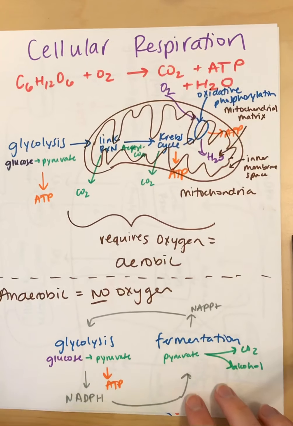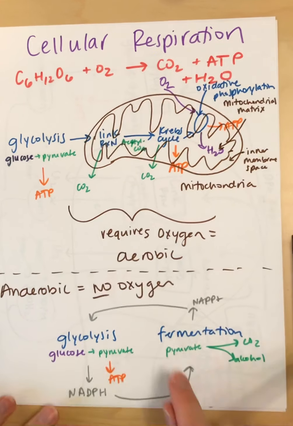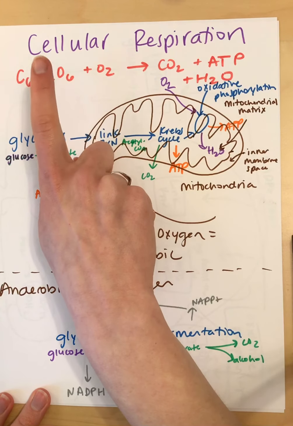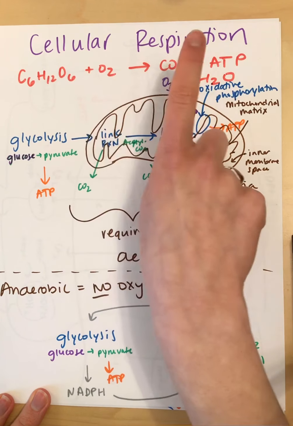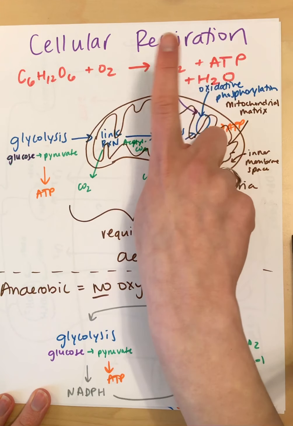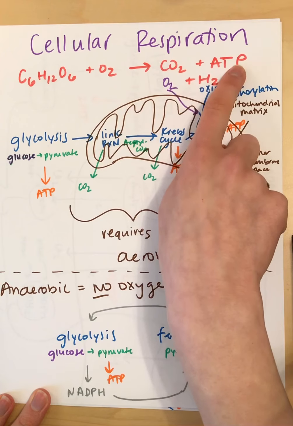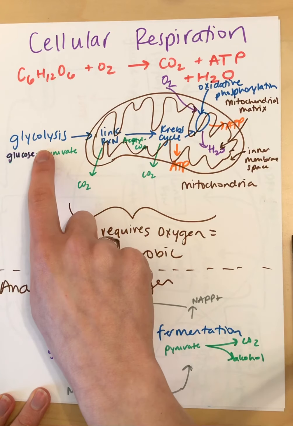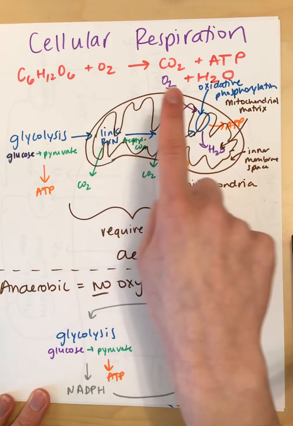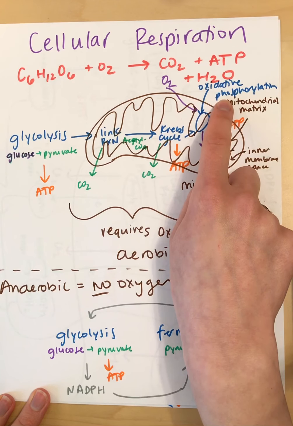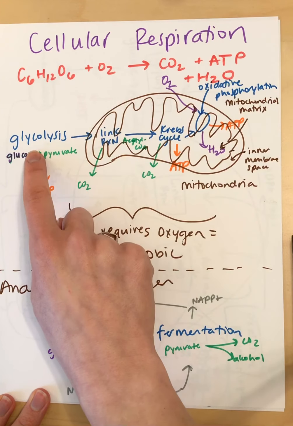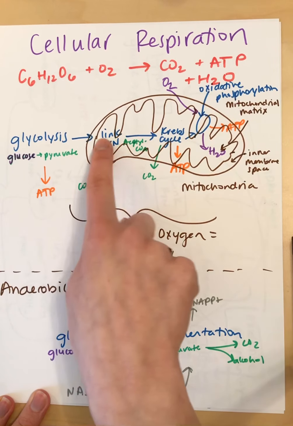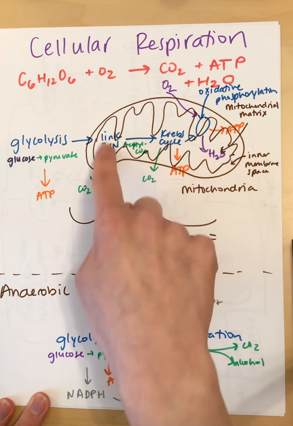So next up is cellular respiration. As a reminder, cellular respiration is glucose plus oxygen makes carbon dioxide, ATP, and water. The main processes are glycolysis, link reaction, Krebs cycle, and oxidative phosphorylation. Notice that glycolysis happens in the cytoplasm. The other 3 are happening in the mitochondria.